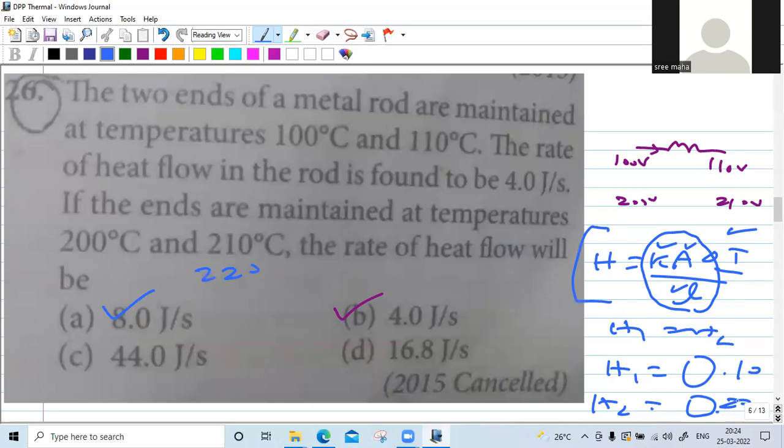How did you say it is 10 and 20? Delta T in the first case is 110 minus 100. In the second case, it is 220 minus 200. Delta T is the temperature difference which is driving the heat current. In the first case it is 10, in the second case it has increased to 20, so the heat current will become twice the first one. Done?